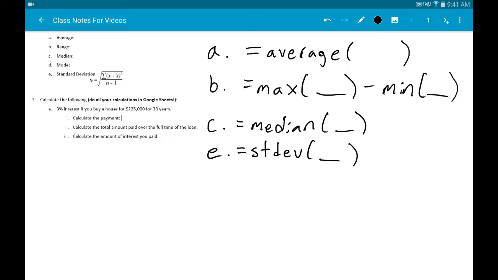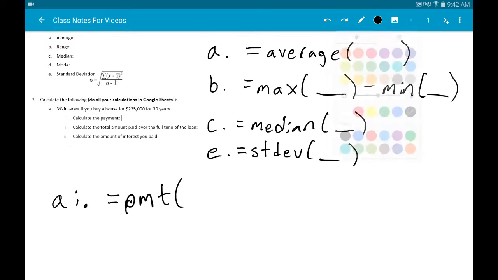Okay, so for number 2, how do we calculate the interest, or basically payments on a house? So for A1, all we need to do is go ahead and type equals PMT, and that's going to start our payment function. It should come up with an equation. If it doesn't come up with an equation on your Google Sheets, go ahead and call me over and I'll show you how to pull up the equation. If you type this and nothing has popped up to give you an example, let me know and I can come help you. But your first thing that should pop up is the interest.